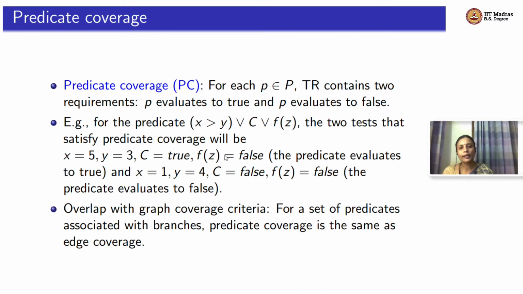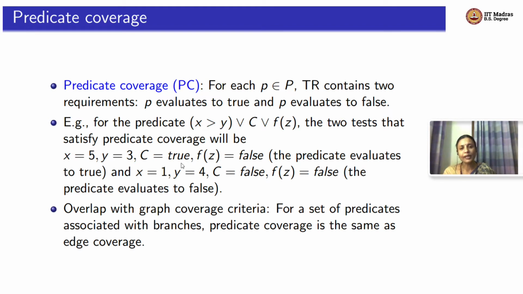The binary constant c will have to directly be false, and f of z again returns false. So x is not greater than y, C is false, f of z is false. So this predicate, which is an OR of the three clauses, will evaluate to false. So this is what is predicate coverage.